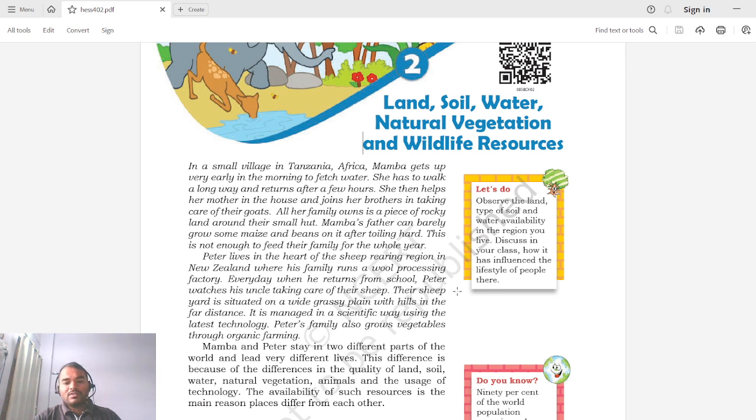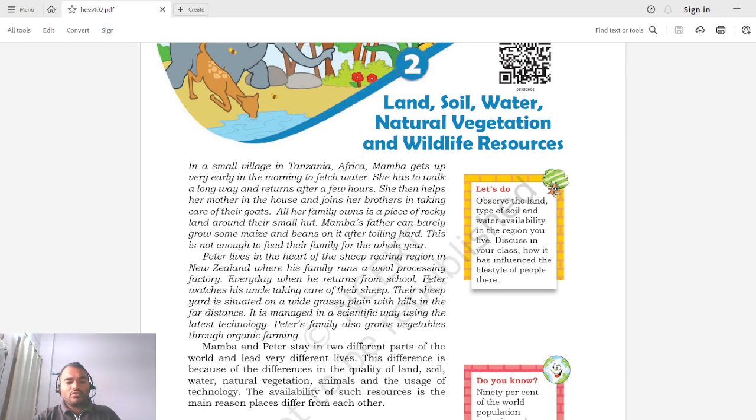And as you can see, the piece of land is very small where Mamba's father is busy doing agricultural activities. His father grows some maize and beans on this land, and the final maize or beans that they grow from this farm are not enough to feed their family for the whole year, right? So this was the story of Mamba who lives in a small village in Tanzania, that is Africa.